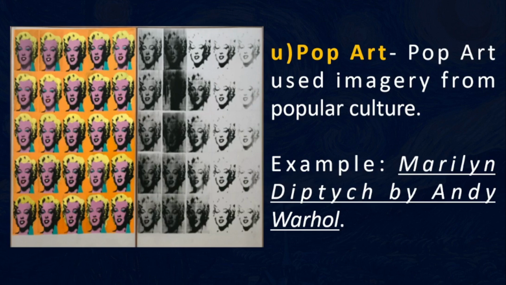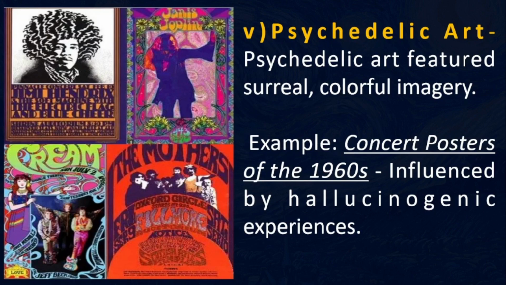Psychedelic art. Psychedelic art featured surreal, colorful imagery. Example: Concert posters of the 1960s. These posters featured swirling patterns, distorted typography, and vivid neon colors. They visually represented the counterculture movement and the influence of psychedelic substances. The exaggerated, dreamlike designs mirrored the era's experimental spirit.